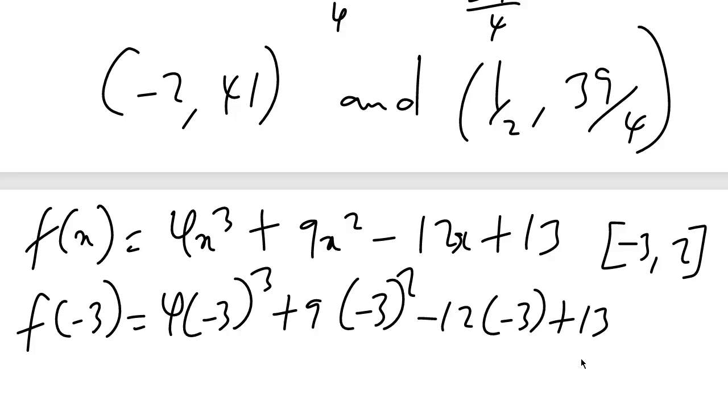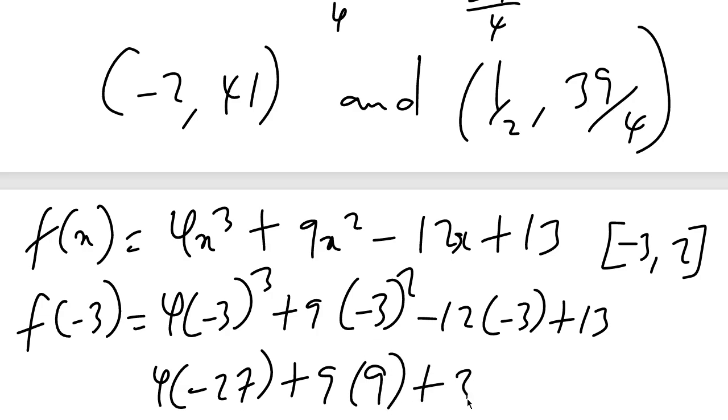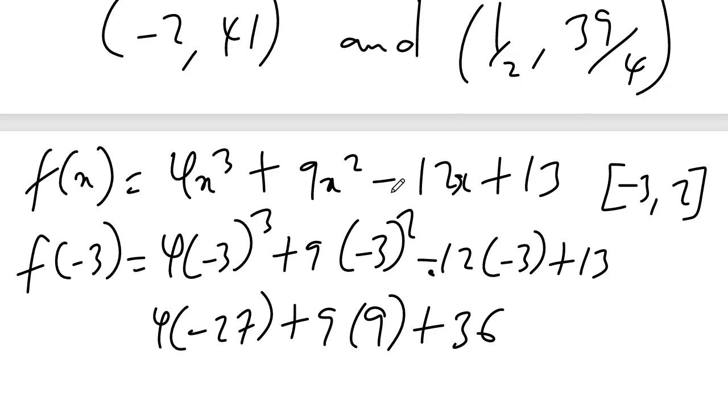And minus 3 to the power 3 is going to give us -27. So that will be 4 into -27 plus 9 into -3 all squared, which is what, 9. Then plus what, 36, because minus times minus is a positive, and then plus 13.